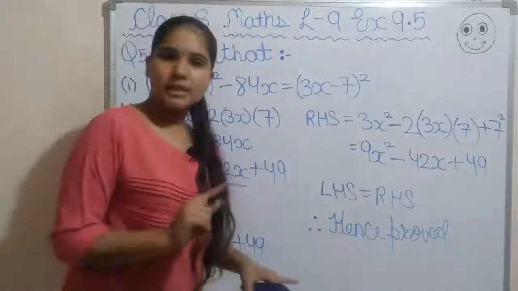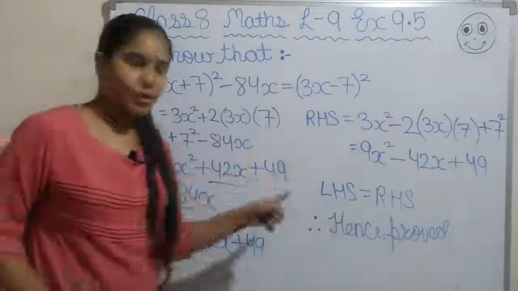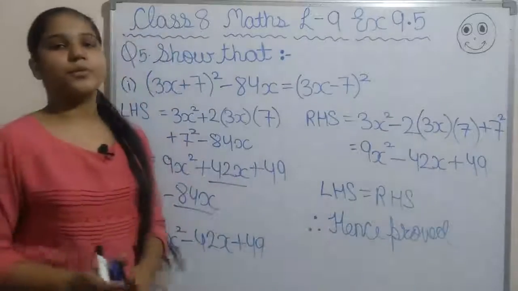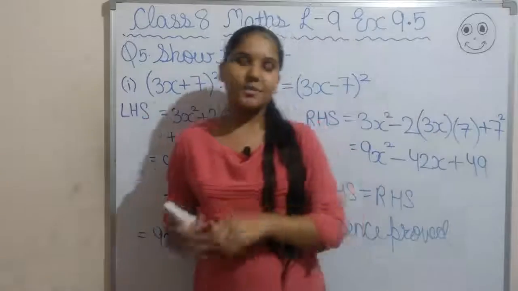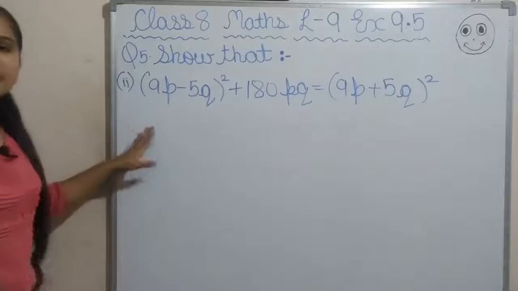So this statement is important to write, because the question says show that, so we have to show it, and after that we have to write LHS is equal to RHS, hence proved. So we have done the first part here. Let's come to the second part. Yes, this is the second part, so let's read it out first.